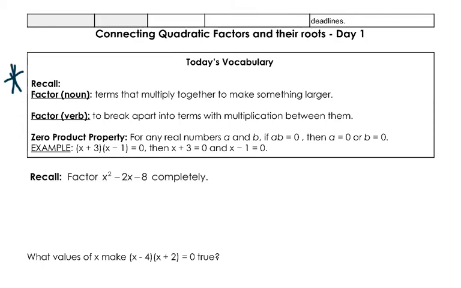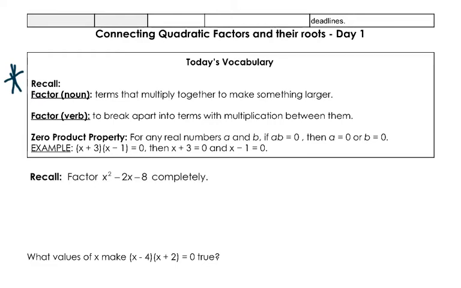So the word factor, when it's being used as a noun, means terms that multiply together to make something larger. And we're looking at factor as a verb. We're saying it is to break apart into terms with multiplication between them. We're also going to look at the zero product property rule. It says for any real numbers a and b, if a times b is 0, then a is equal to 0 or b is equal to 0. And remember, anything times 0 is 0.